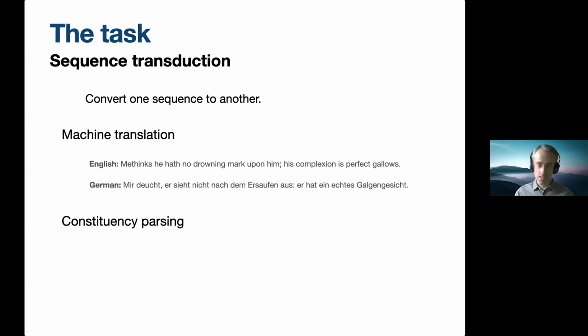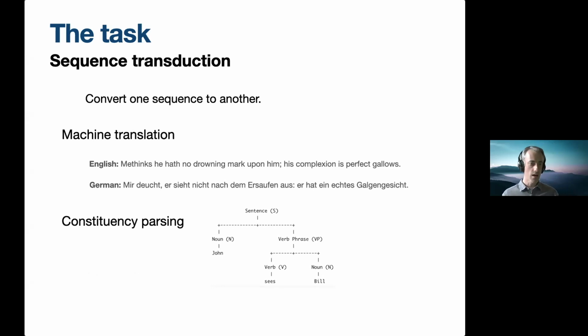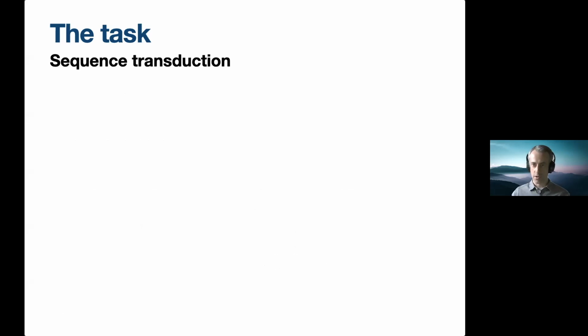Another more abstract application would be constituency parsing. That's something where you take a sentence in a natural language and you convert it into a syntactical tree that represents the structure of the sentence. Another common task is text summarization. That's a translation task from one language to the same language, in which you take a long text and you convert it into a short and pithy version that touches the major points of that text. And of course, there are lots of other tasks that you could look at.